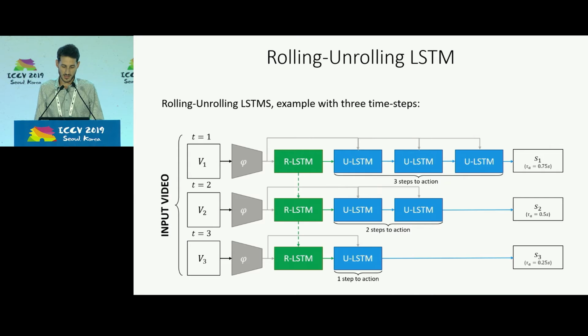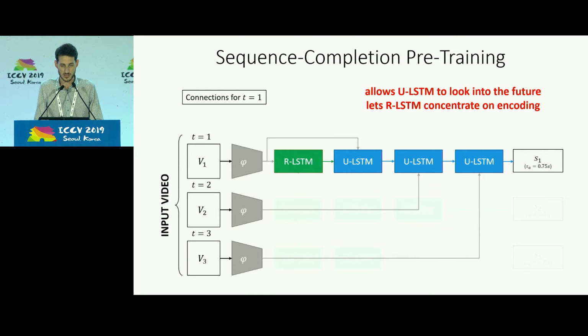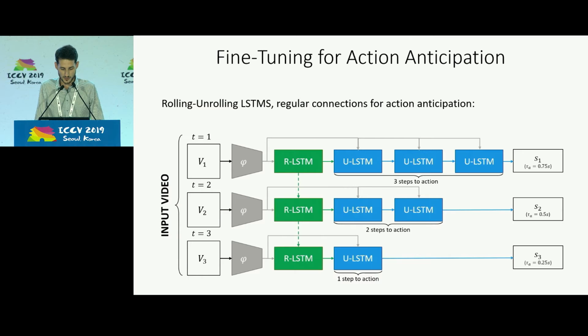To encourage the rolling LSTM to focus only on encoding, we propose a sequence completion pre-training technique. During pre-training, the unrolling LSTM looks at future representations to make predictions. This allows the rolling LSTM to concentrate on encoding rather than anticipation. After pre-training, the network is fine-tuned for action anticipation.